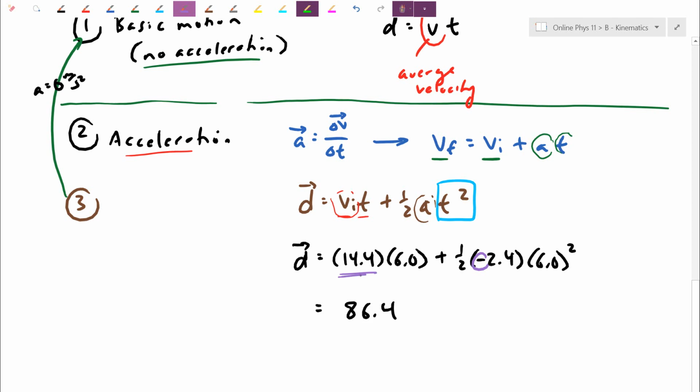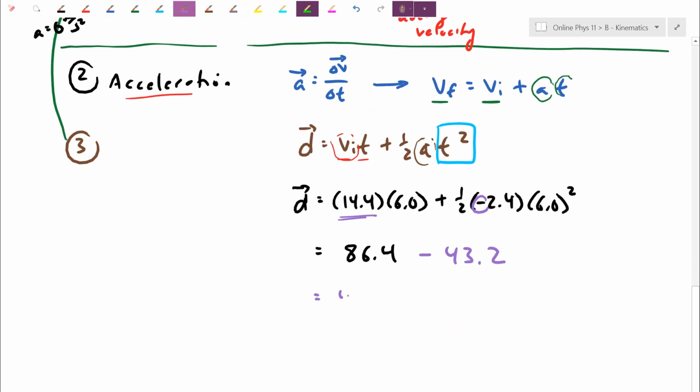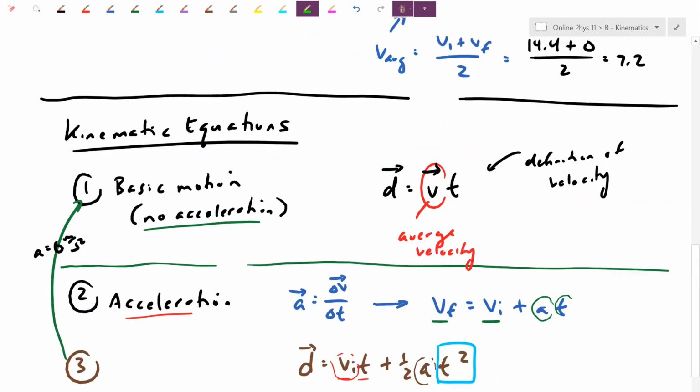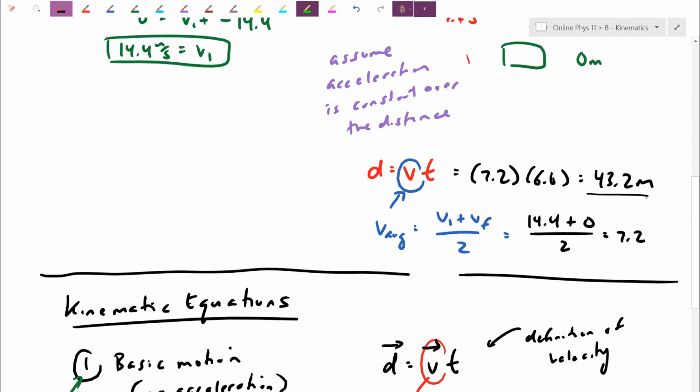So let's go 0.5 times negative 2.4 times 6 squared. This is actually going to remove from me half my velocity, 43.2, and that gives me here a total distance of also 43.2. So just to verify, even though this is sort of a new kinematic equation, a more thorough version of the basic motion equation that we did, but factoring in acceleration, we got 43.2, and that's what we had calculated earlier.